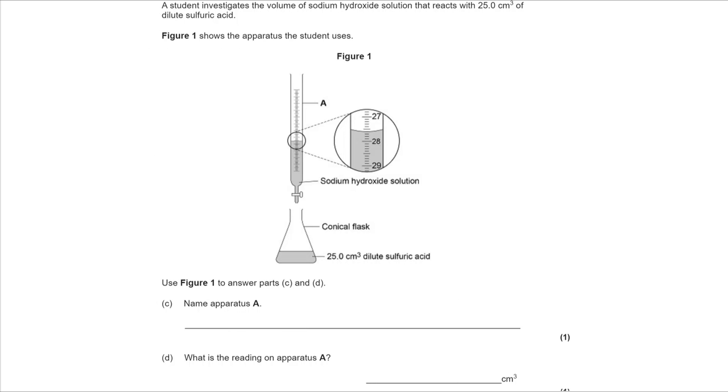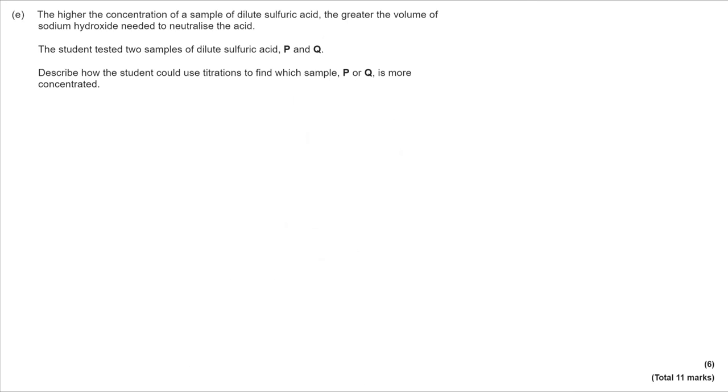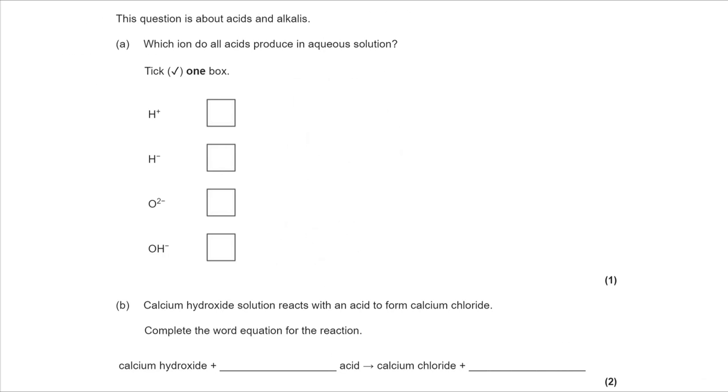parts C and D, and finally part E, which you can see is a 6 marker, and we'll look at that in a little more detail. Takes us to a total 11 marks for this question. So let's start off by looking at A and B.